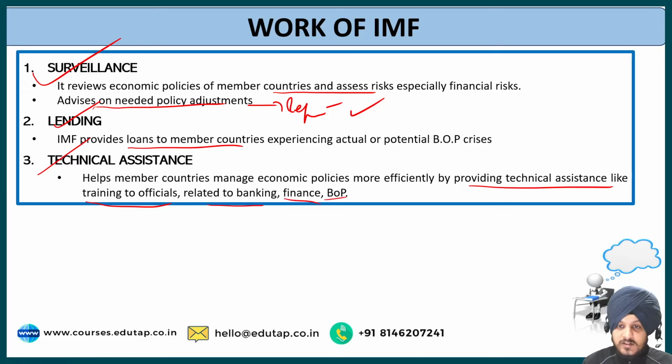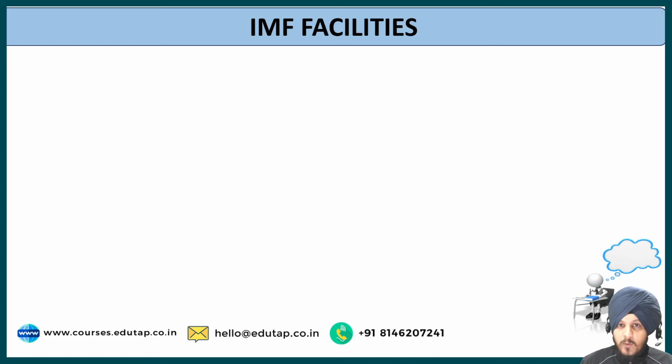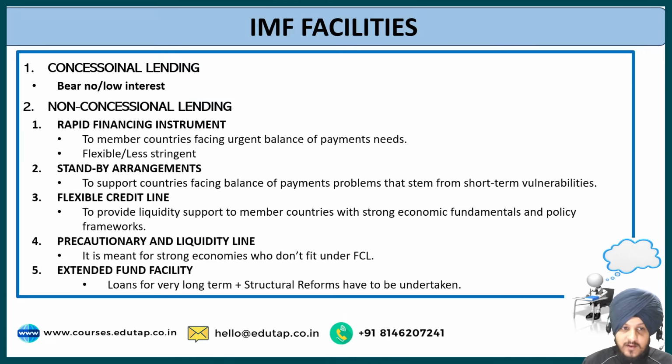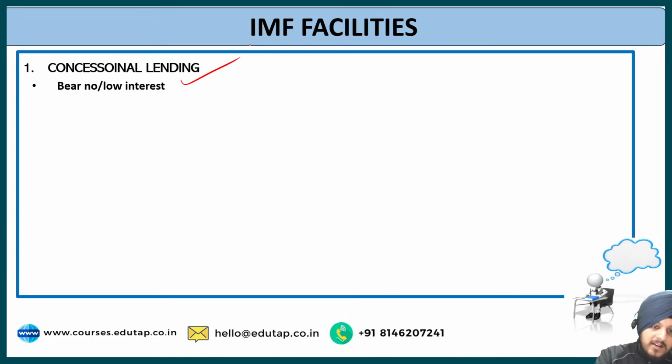Now let us talk about the IMF facilities. Under this, we are going to see the different loan instruments that are tailored to the specific circumstances of its diverse members. So what type of loans does the IMF provide? The first one is concessional lending, which we have already seen, that bears no interest rate or a low interest rate.